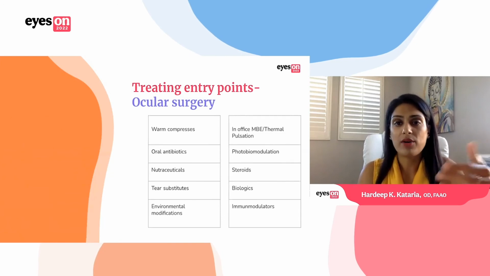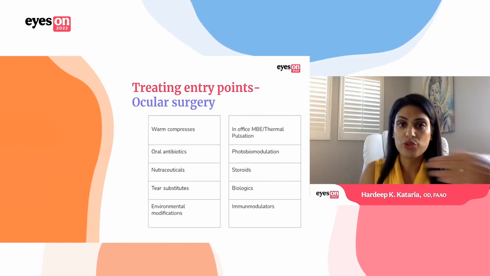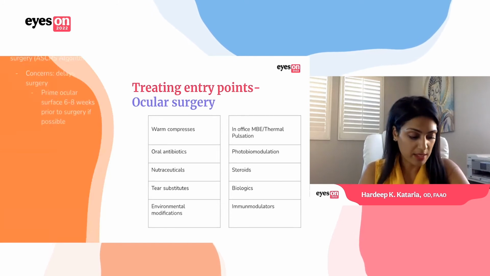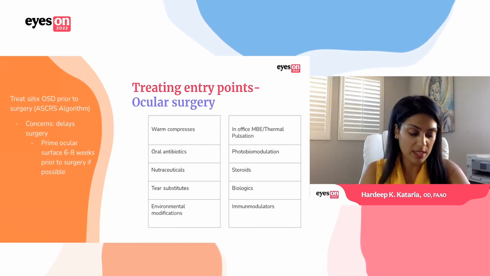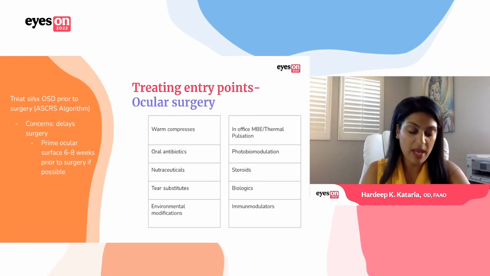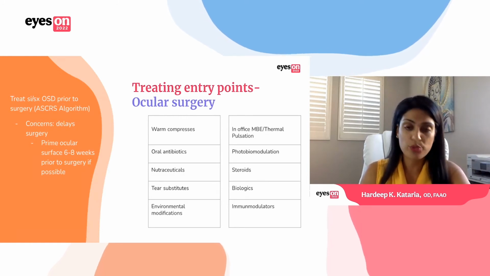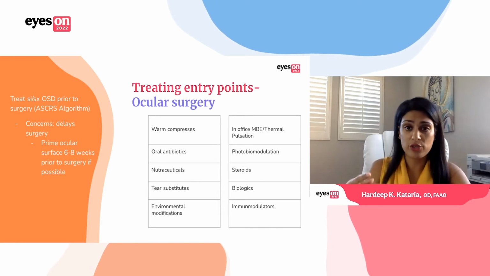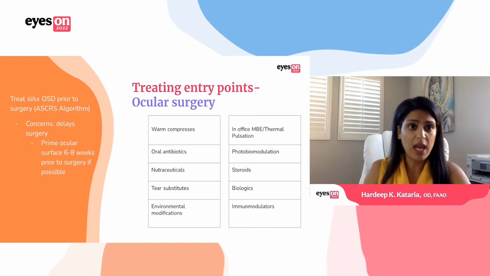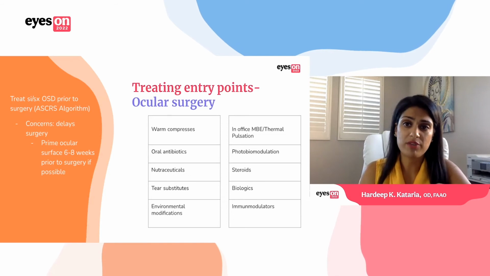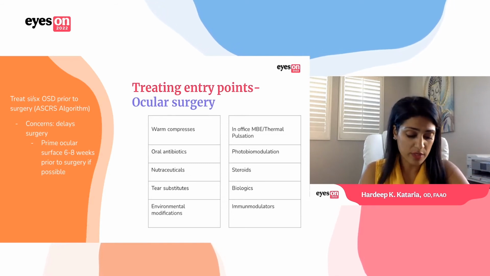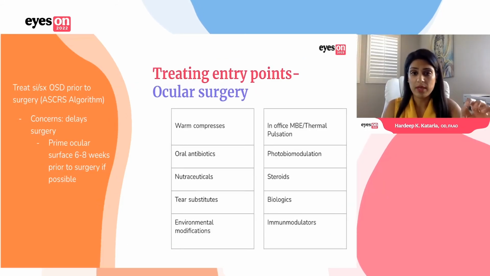So when we're talking about the algorithm for treating patients who are going in for surgery, there is the American Society of Cataract and Refractive Surgery algorithm that suggests a stepwise approach, with the overarching theme really being that you want to identify and treat early and treat pretty aggressively. And really you want to prime the ocular surface 6 to 8 weeks before sending that patient out for surgery. And so, yes, you want to implement your step one treatments. Like I said, that's always foundational.